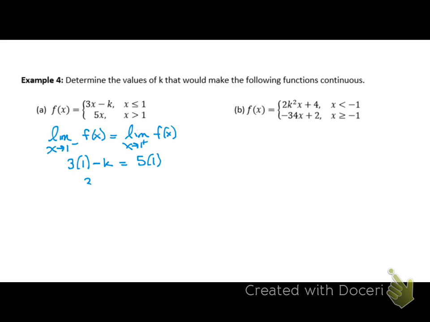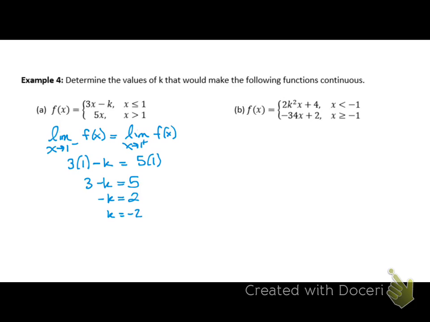Okay, well, that's just 3 minus k equals 5. Negative k equals 2. So k equals negative 2. And it's really that simple. All right, try not to overthink these. Now for part B, it looks more complicated, but it's really not. All right, there's actually very little wrong with it.